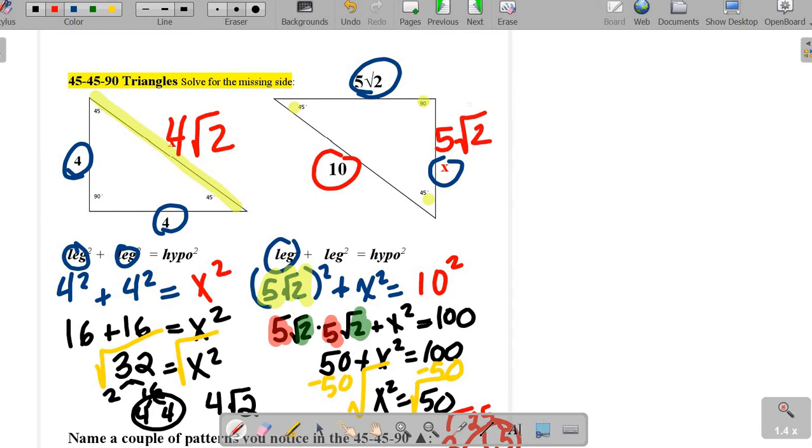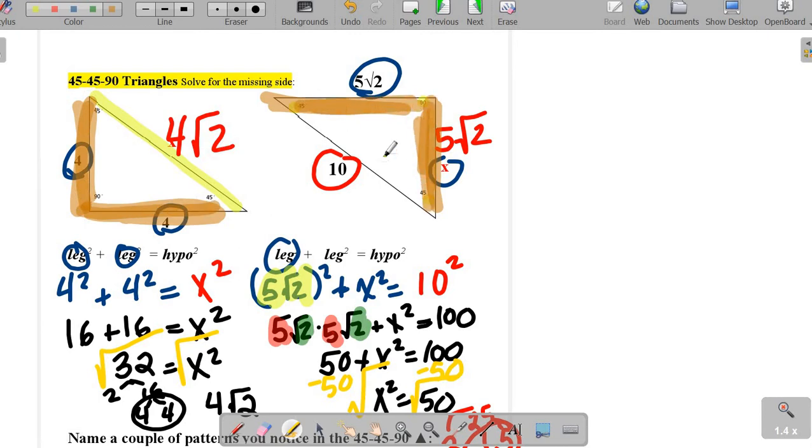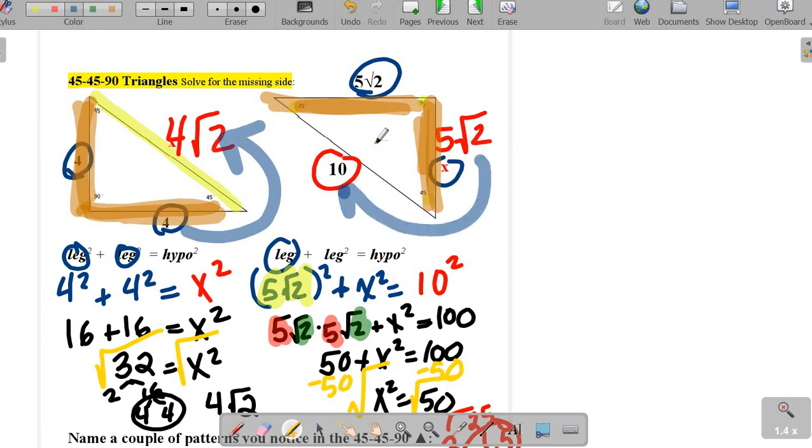Take a very close look. There's a pattern here. Now this, I'm not going to fill out for you. I want you to fill it out yourself. There's one pattern that's associated with the legs. 4 and 4, 5 root 2, 5 root 2. And then there's a second pattern, like a function box, going from the leg to the hypo. 4, 4 root 2, 5 root 2, 10. It's the same pattern.